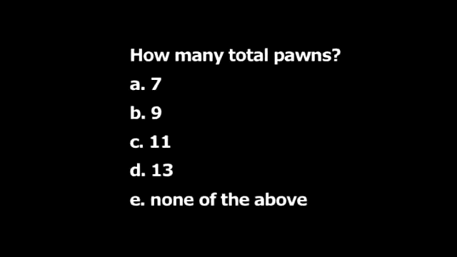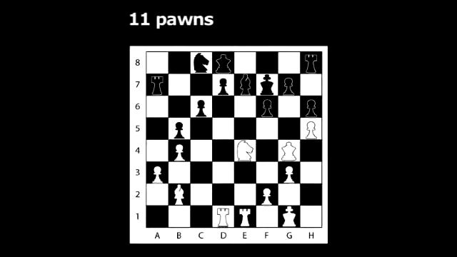How many pawns were there? Right? Okay. That would be E. Who votes for A? Okay, who votes for B? 9 pawns. Who votes for C? 11 pawns. Who votes for D? 13 pawns. Who votes for E? None of the above. Okay, so let me show you. And then I'll explain why I asked you this particular question. So there are actually 11. Now, it's a very hard task.